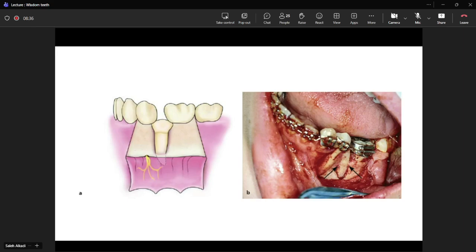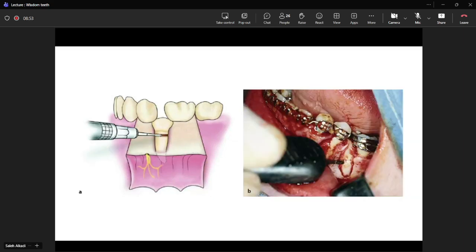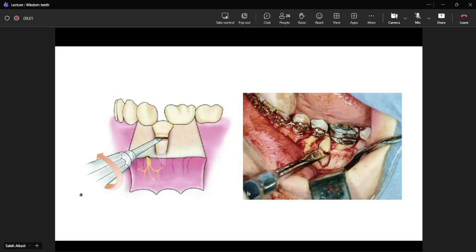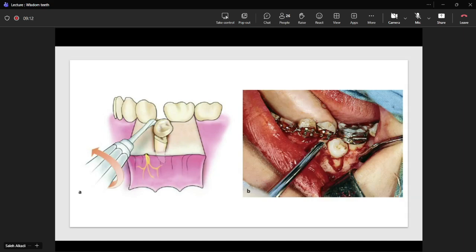After removing the necessary amount of bone and exposing a good amount of the tooth, you identify where the cemento-enamel junction is, because this is where you're going to section the crown from the root. So using a Fisher burr at the cemento-enamel junction, you section the crown. After you create your groove, you place your elevator and rotate it. By doing so, you separate the crown completely from the root, and then you mobilize the crown buccally out of the bone.